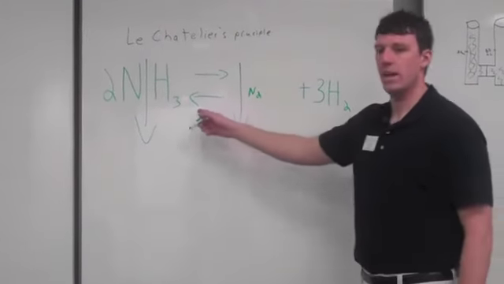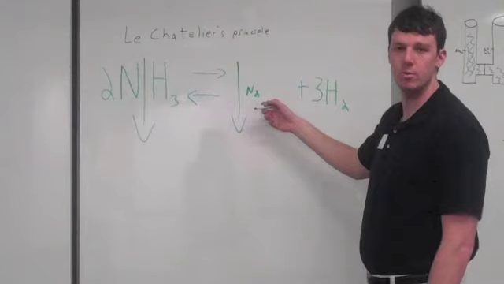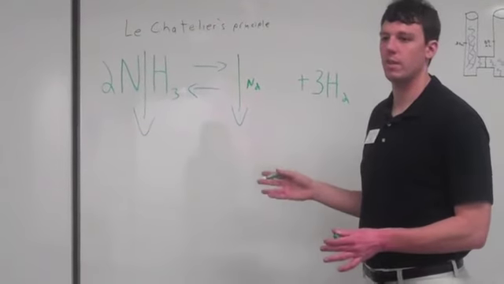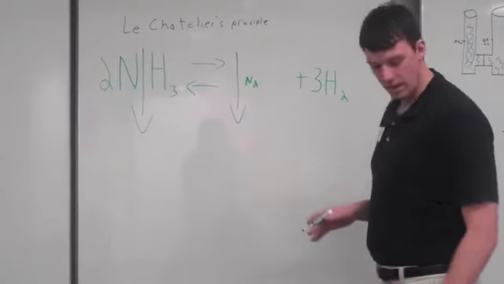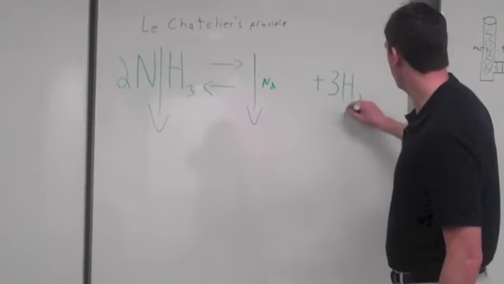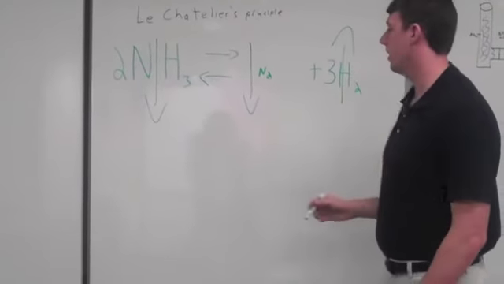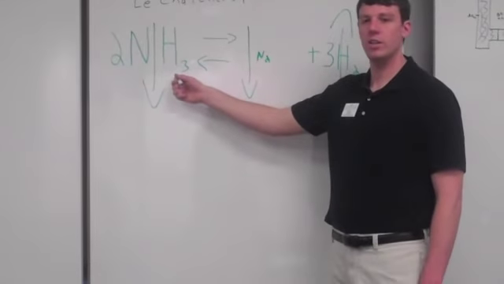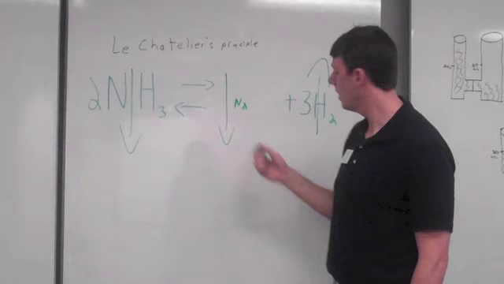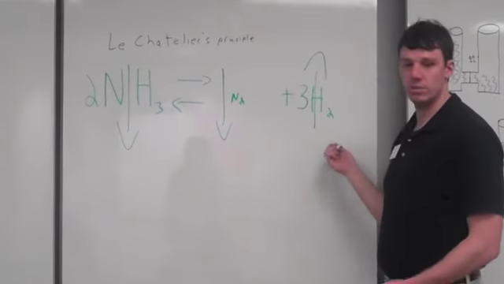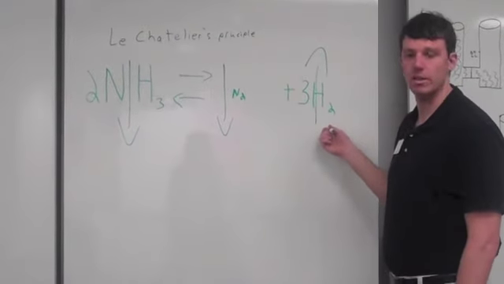So if this goes down, we're going to raise this up to its somewhat original level, not exactly, but enough to balance the two sides of the equation. And then this is going to go up. So we have more ammonia decomposing to counteract the fact that we have a small amount of nitrogen, and as a result we have more hydrogen gas than we started with.